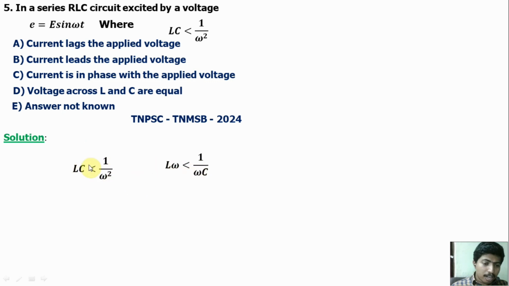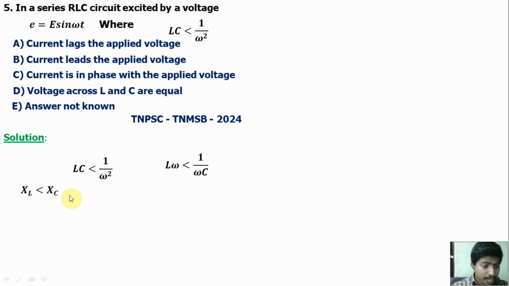L omega to 1 by omega C. We know that XL is equal to omega L, XC is equal to 1 by omega C. So replace this omega L by XL value, and replace the 1 by omega C value by XC. Inductive reactance XL is equal to omega L. Capacitive reactance XC is equal to 1 by omega C.